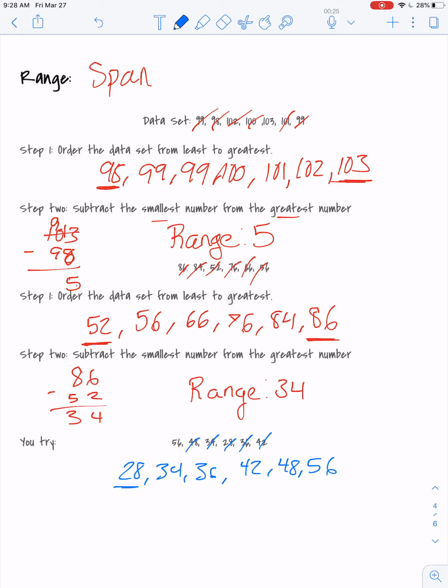So our smallest number is 28. Our greatest number is 56. So we take 56 minus 28. 16 minus 8 is 8. 4 minus 2 is 2. So our range is 28.